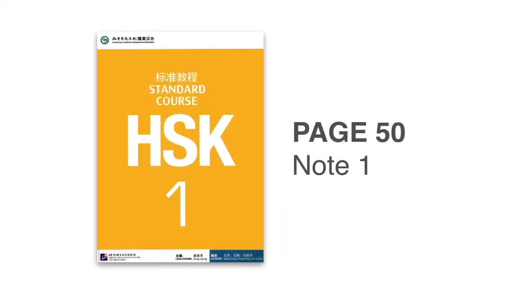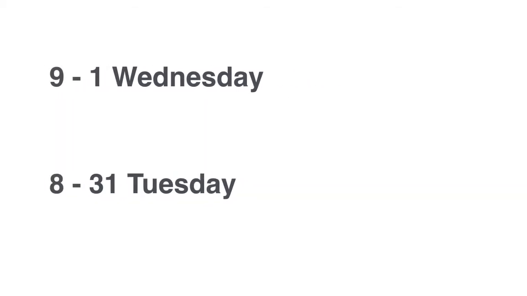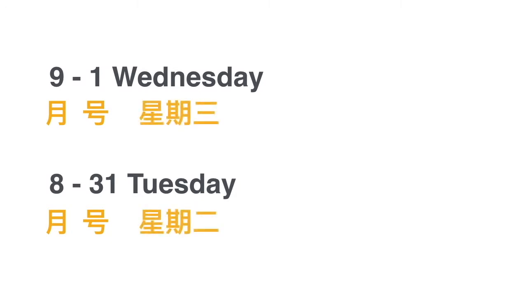So please turn to page 50 of your textbook and let's take a look at note number 1. To put it very simply, to express a date in Chinese, first you convert it into a numeric format like this. So September 1st, you have 9-1, right? So a date like September 1st would be 9月1号. That's September 1st, 9月1号. And Wednesday is the third day of the week, so we say 星期三, 星期三.